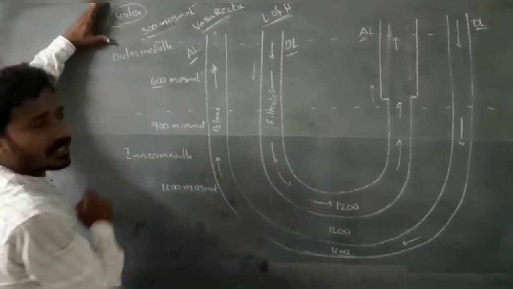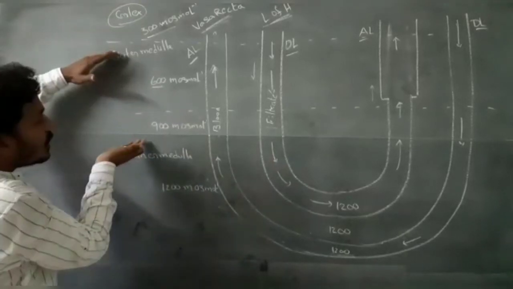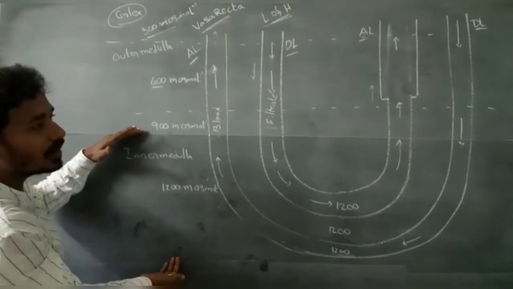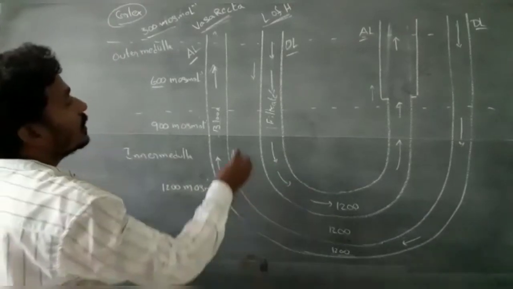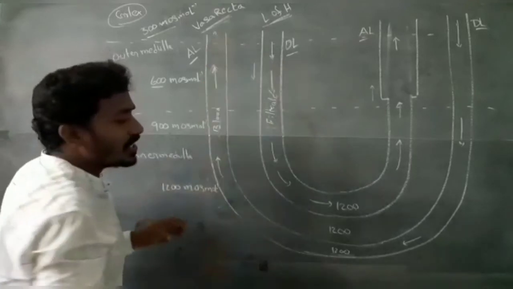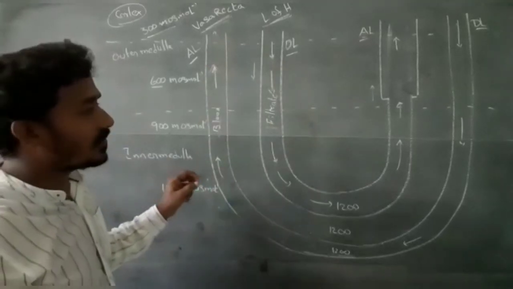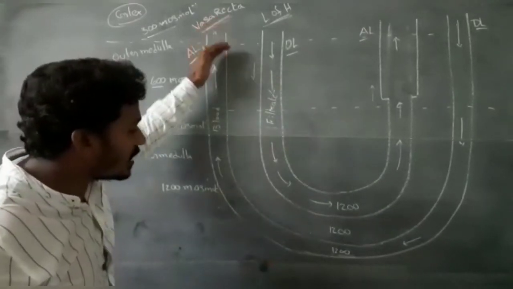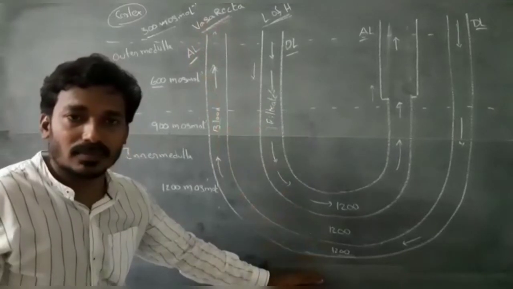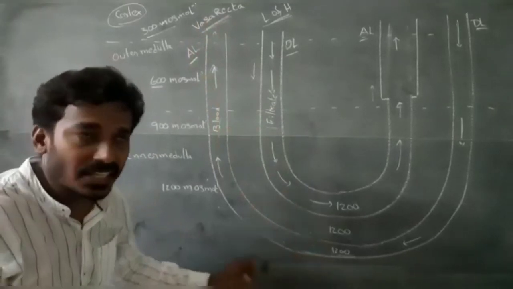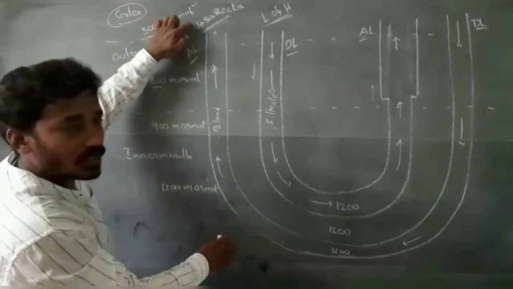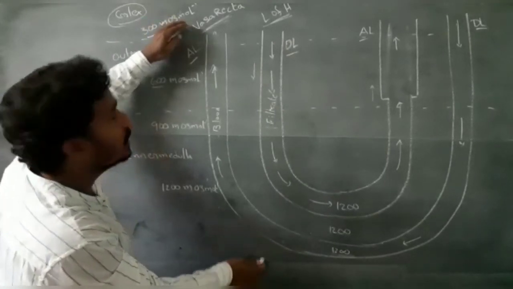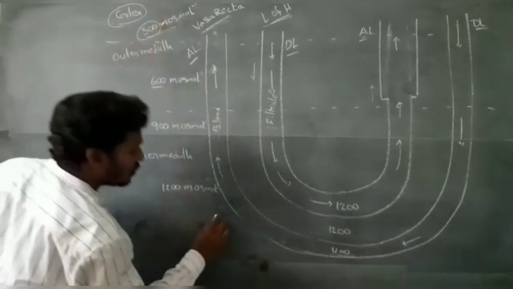This region is the cortical region. This is the outer medullary region. This is the inner medullary region. The osmolarity increases from the cortical region to the medullary region. This is 300. This is 1200.